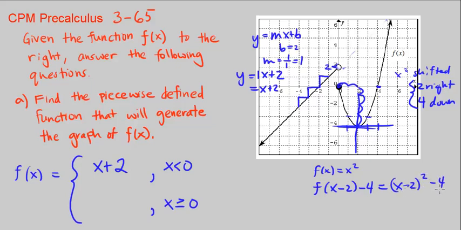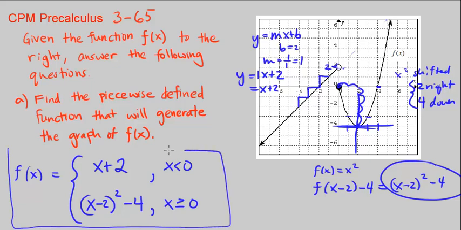Okay? So this is going to be the second piece of our function for x is greater than or equal to 0. To the line right here. That wasn't drawn very well, but this line, okay? So that means our second piece is x minus 2 squared minus 4. All right, so we've done the piecewise function that generates the graph.